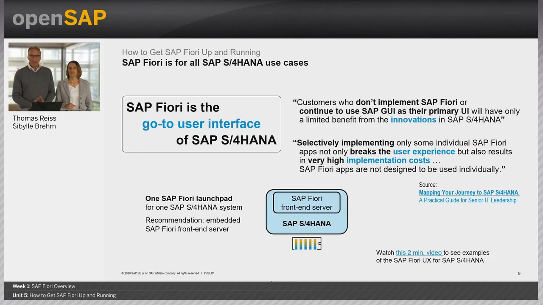Whereas for the Business Suite, the Fiori Launchpad is only used for a selected number of apps, as Sibylla explained, the situation is completely different for S/4HANA. Here, all applications and transactions used should be accessed via the Fiori Launchpad. The innovations of S/4HANA come via Fiori apps, so you'll be losing out if you don't implement Fiori and just use SAP GUI. Also, selectively implementing individual Fiori apps breaks the user experience and results in high implementation costs.